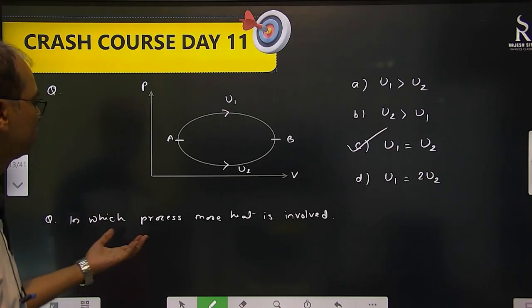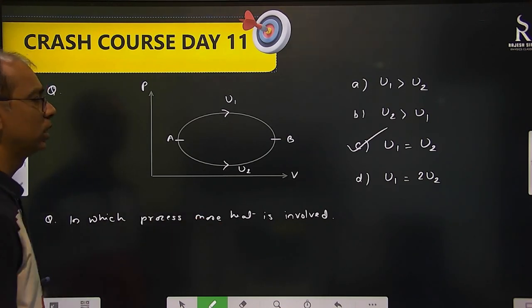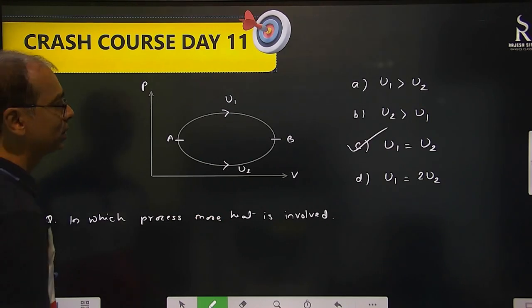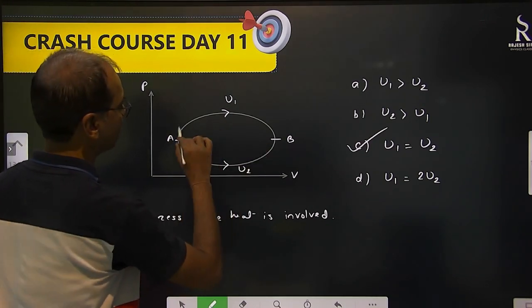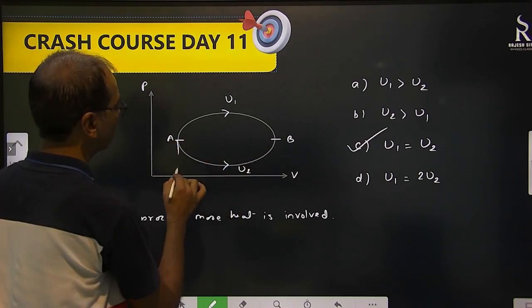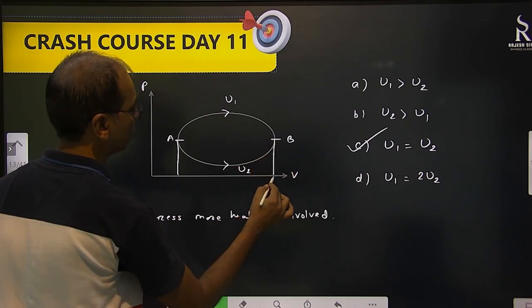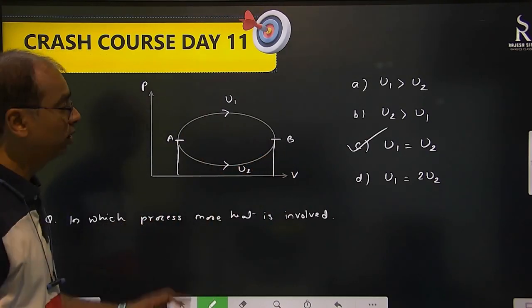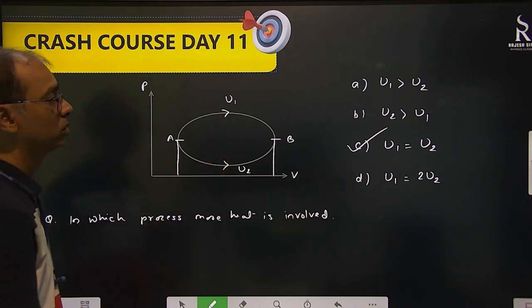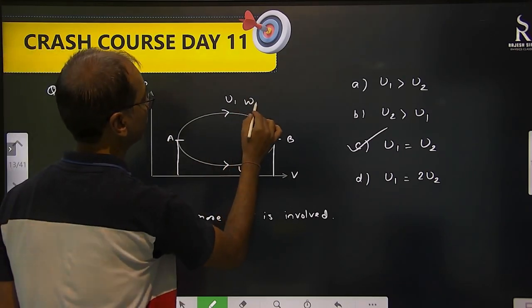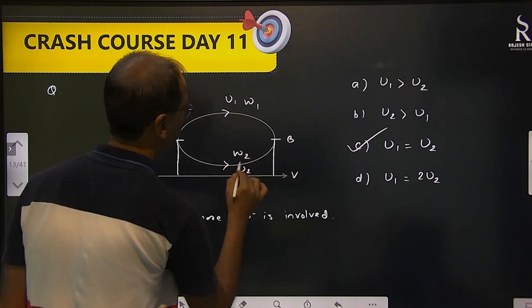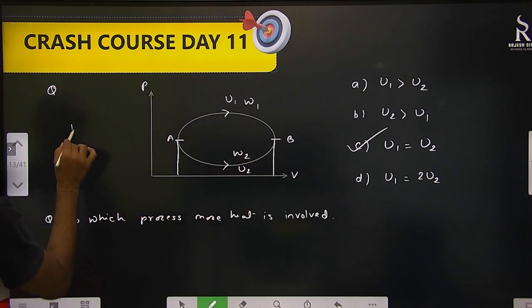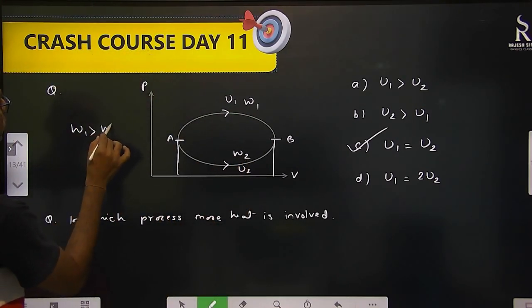Now let's come on to this. In which process more heat is involved? Now what we can say, if suppose this upper one I can say, then I know that work done is more in that process only. Because this entire area will come under work done for the upper process. So if I say here work done is W1 and here work done is W2, then it's very clear that W1 is more than W2.